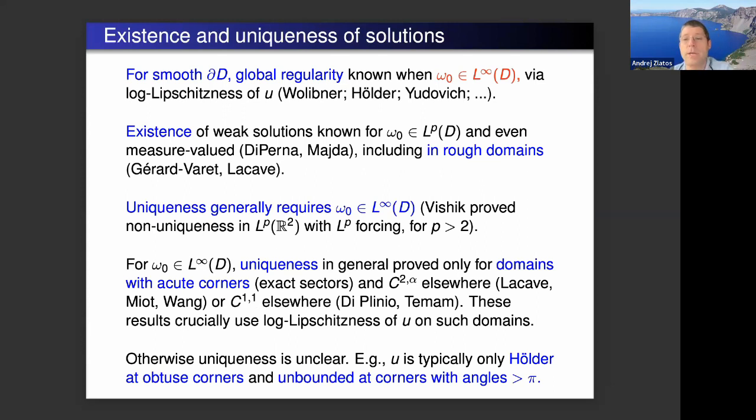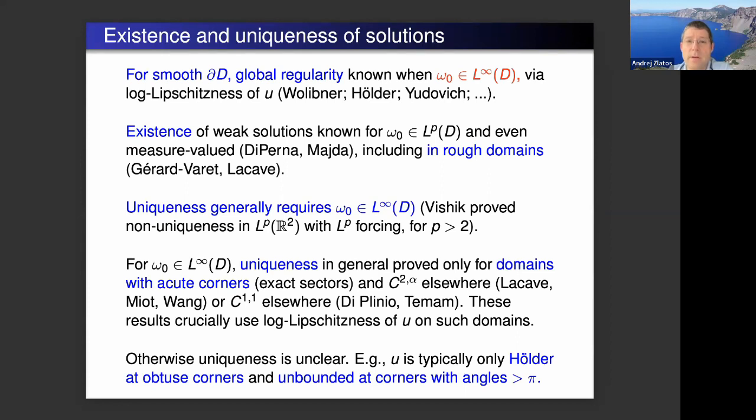And also these corners have to be acute corners. And in fact, in these papers, they have to be exact sectors, so exact cones, if you'd like. Then indeed uniqueness does hold. And the reason for this is that the velocity again is log Lipschitz even at these corners. That's the crucial ingredient in the proofs.